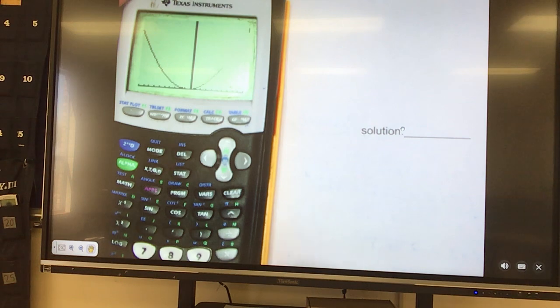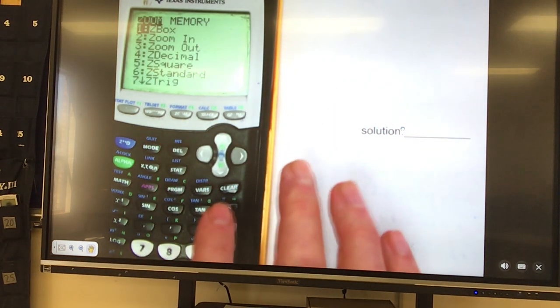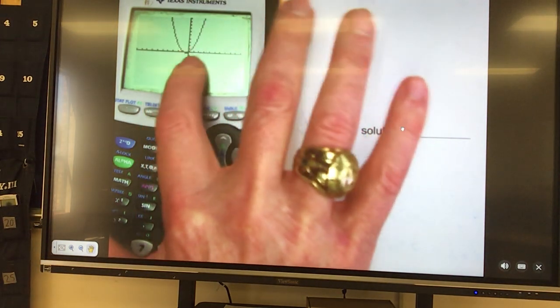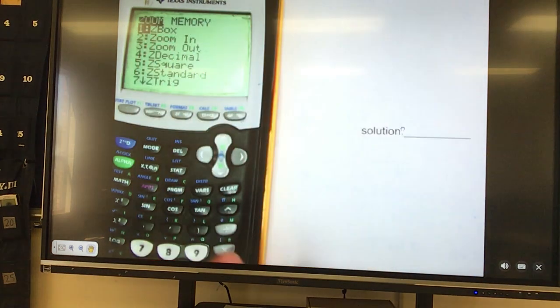And obviously it makes it more distorted. So let's go back to that original zoom and let's go standard number 6. And it gives us our regular window back. And now we want to box in the area that we want to see. So zoom box is number 1.